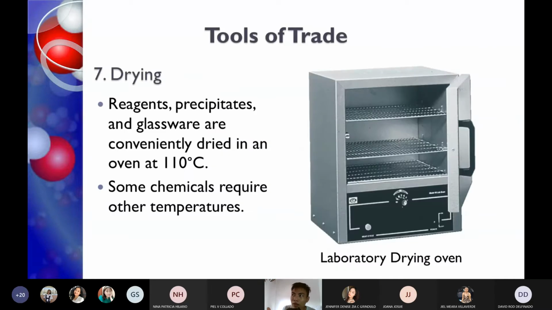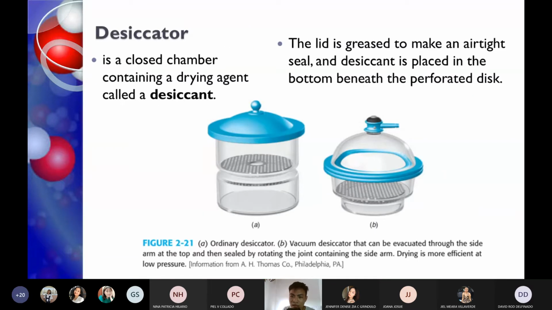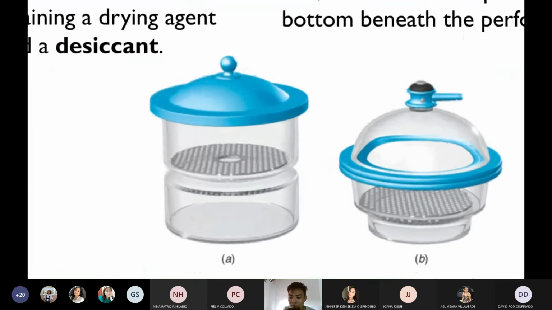Kunwari naman, after drying, saan mo ilalagay yung instrument mo para hindi siya mag-absorb ng liquid? Hindi mo siya pwede ilagay kung saan-saan, no? Say, for example, if you place it at your desk, it will collect water vapors uli. No? So, paano po siya maiiwasan? So, in order to prevent that from happening again, you have to use desiccators. No? So, desiccator is a chamber which contains desiccant, drying agent yon.